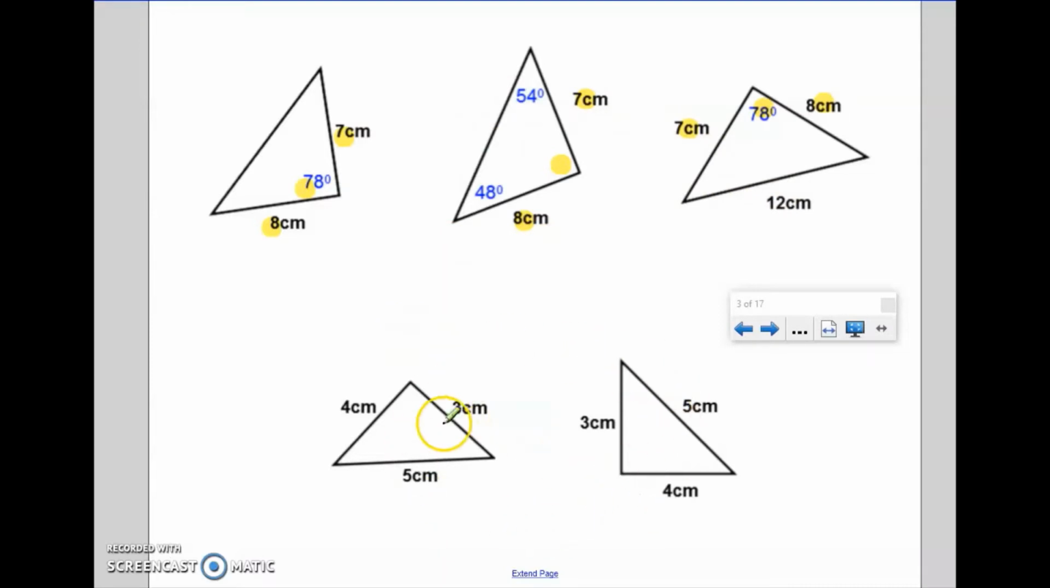This one's a little bit easier to visualize, I think. 4, 3, and 5. Again, we're quite confident that this triangle is exactly the same. It's just been rotated slightly.